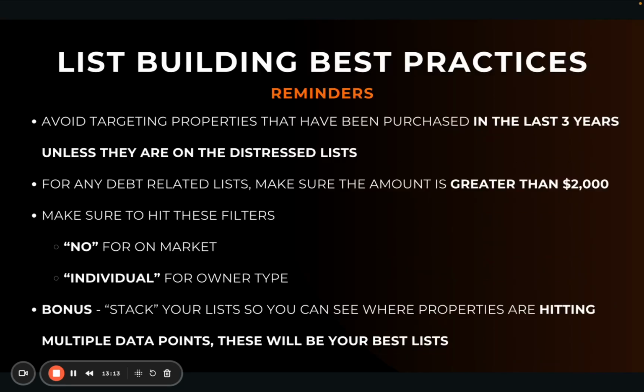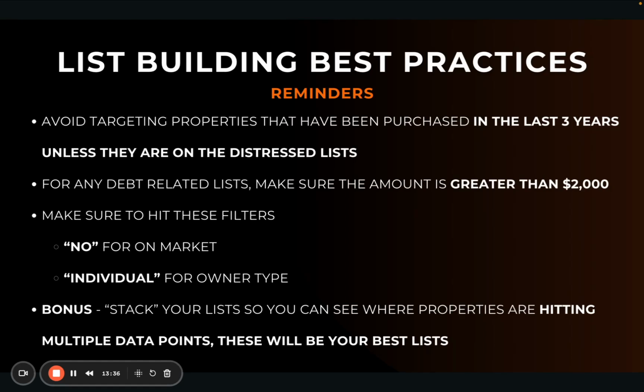So what are some final list building best practices as we wrap up on the list building topic? Always avoid targeting properties that have been purchased in the last 3 years unless they are on the distressed list. What I mean by that is, if you're going to be targeting equity-based lists or more motivated seller lists on the ones I provided, obviously there are some we don't include in this, like divorce, probate, inheritance, etc.